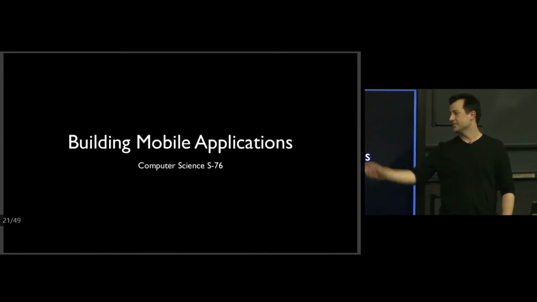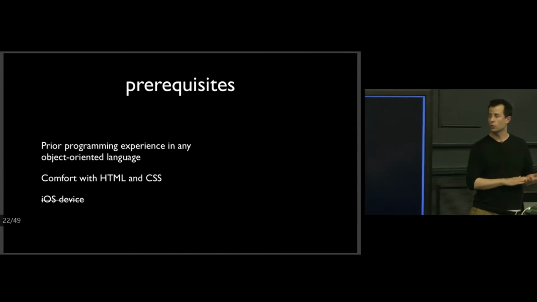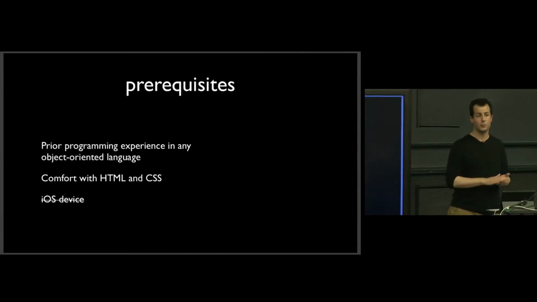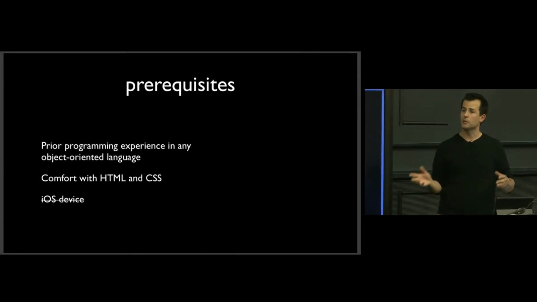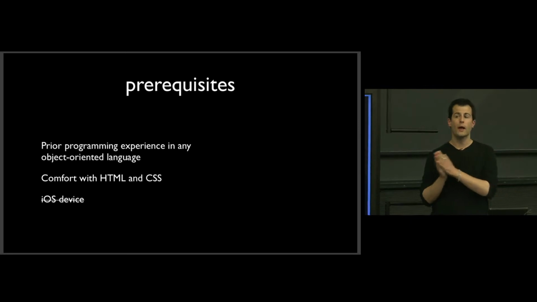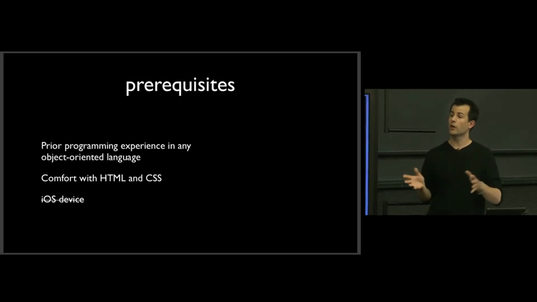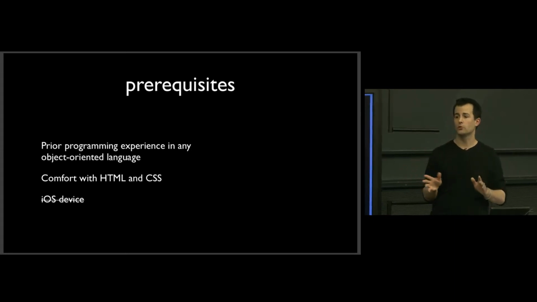So this is Building Mobile Applications. What does that actually mean? The prerequisites for the class, as you might have seen in the course catalog, are simply these: prior programming experience in any object-oriented language. So that could be something like Java, C++, C#, or any number of other languages. But the goal is to have students in this course have comfort already on the way in with the notion of classes and objects and instance variables and class variables, even if you know some of those things by different names.